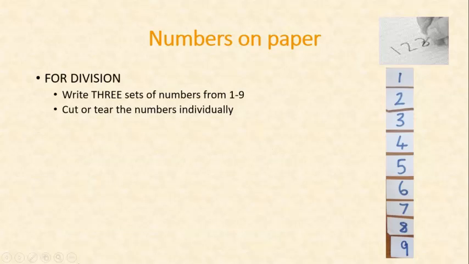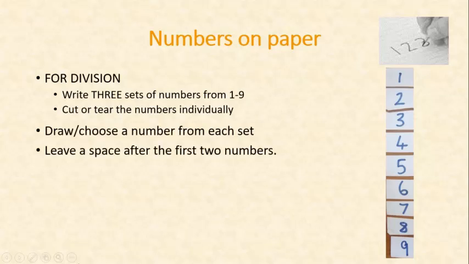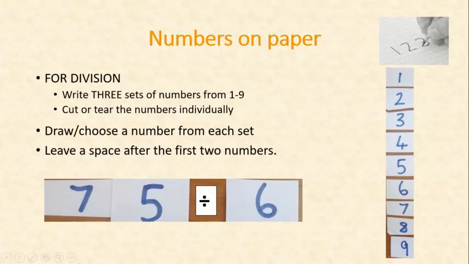For the division, write the three sets of numbers 1 to 9. Cut or tear the numbers individually. Choose a number from each set and then leave a space after the first two numbers. So 75 divided by 6.